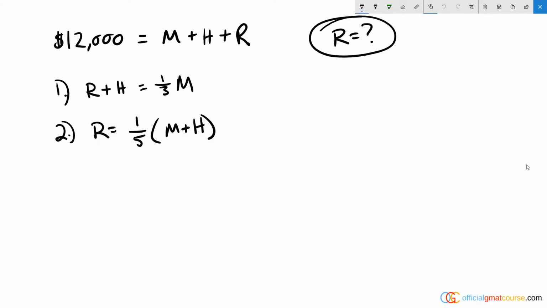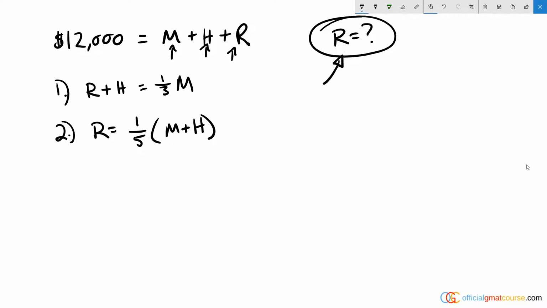Right, this is a classic tricky problem where they make you think that you need to solve every variable, but you actually don't. We're trying to identify R. What is the value of R? Well, we know that $12,000 equals the mortgage, the real estate, and the home insurance. And so I've represented that as mortgage, home insurance, and real estate.